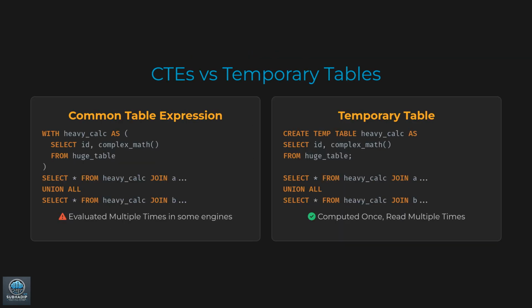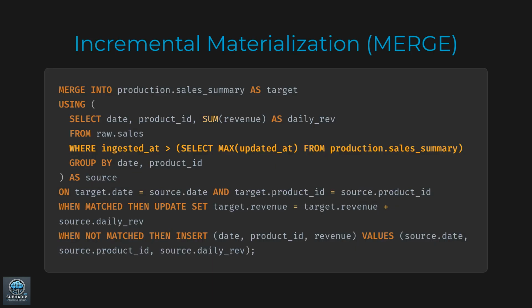A common mistake in data engineering is overusing common table expressions, or CTEs, for complex logic. In many database engines, if you reference a CTE multiple times, the engine recalculates it every time. By rewriting this to materialize the result into a temporary table, you compute the heavy math only once, drastically reducing execution time.